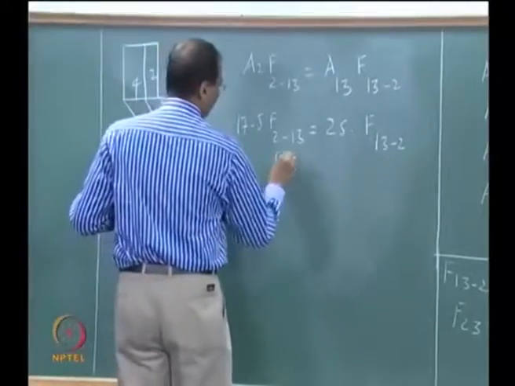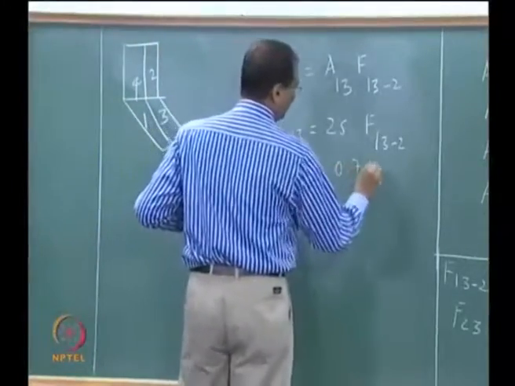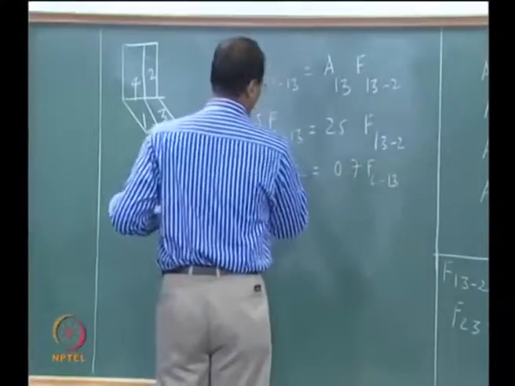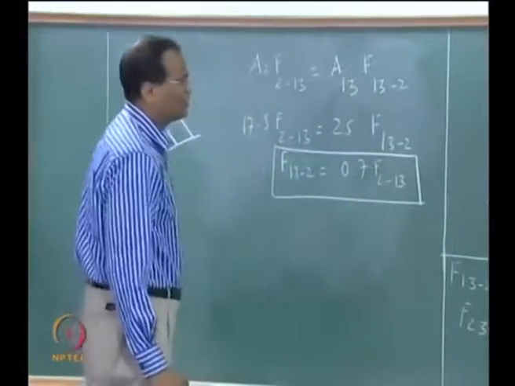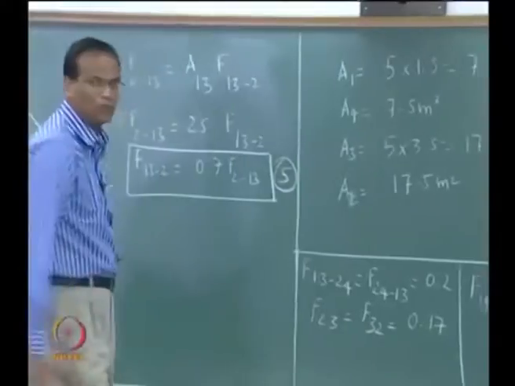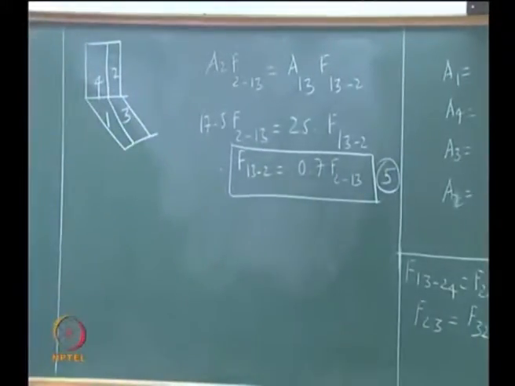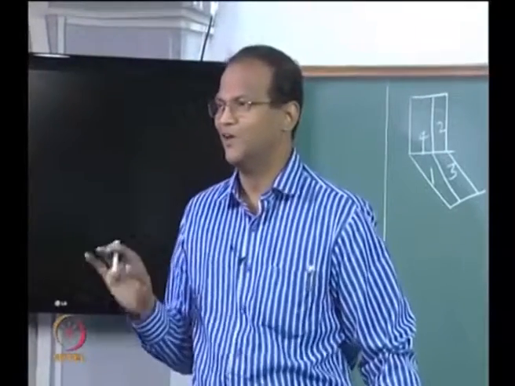Therefore, F1322 is equal to 0.7 F2213. That is equation number 5. Okay. We may finally get only F21. If I get F21, I can go home because A1 F12 is equal to A2 F21.